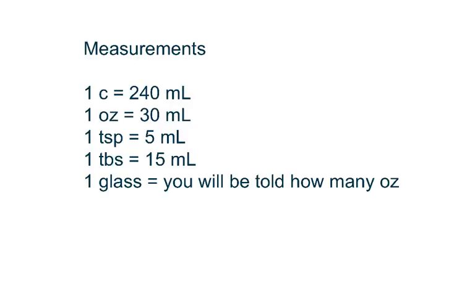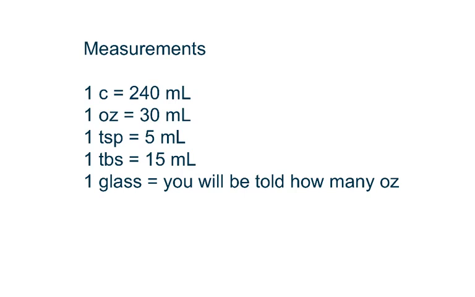So here's the measurements that you would most likely have to convert here. You have the cup is 240 milliliters. The ounce is 30 milliliters. Teaspoon is 5. Tablespoon is 15. And if they give you a glass or a bowl or a bottle, they will tell you how many ounces are in it.